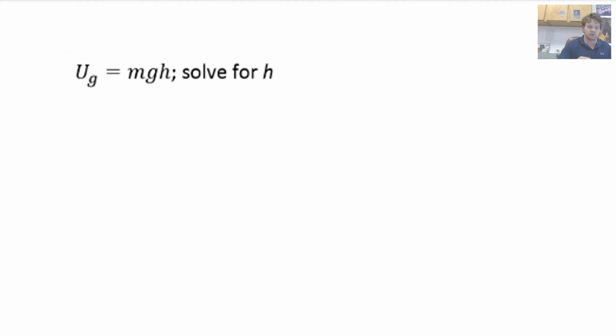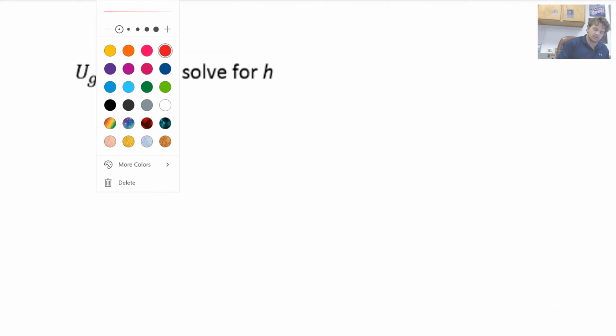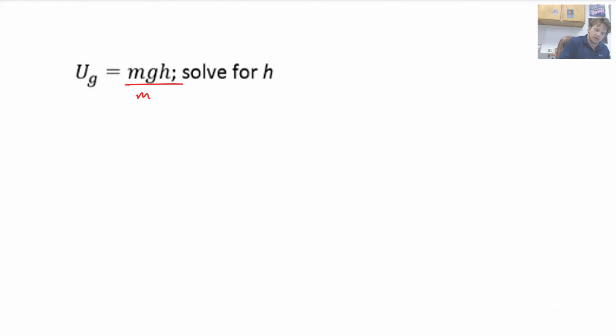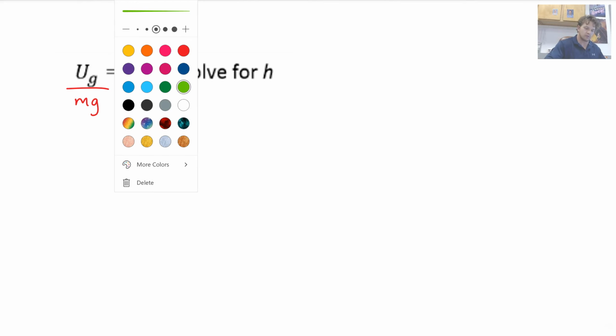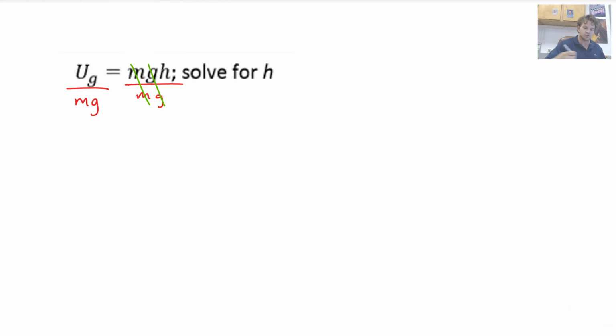So the first thing I need to do is get everything to the other side. All of these pieces are being multiplied together. So I'm going to do the opposite, and I'm going to divide. If I divide both sides by m times g, the m's cancel, the g's cancel, and what I'm left with is u sub g over mg is equal to h. And there's my final answer for h.